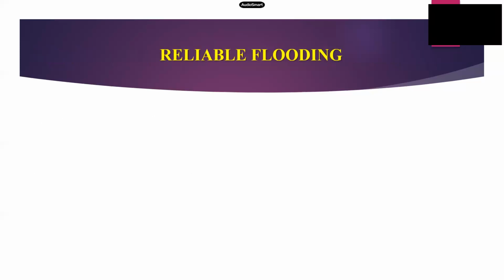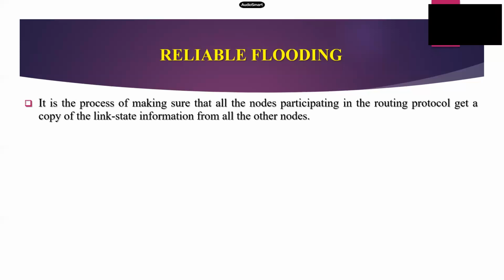And what is called reliable flooding? Generally flooding is nothing but what? The water will flow in all directions, not only a single direction. During a flood, the water will flow in all directions. The same concept is applicable in the link state routing algorithm. So reliable flooding means what? It will find the neighbor node in all directions.